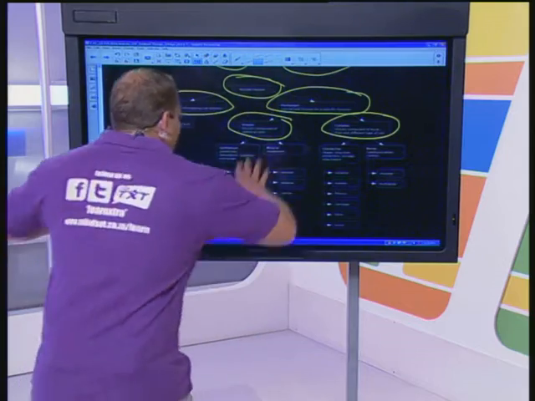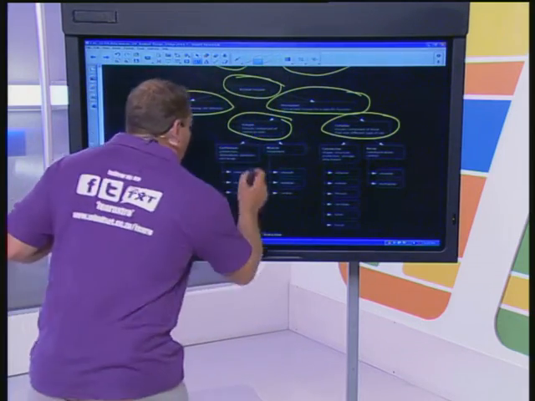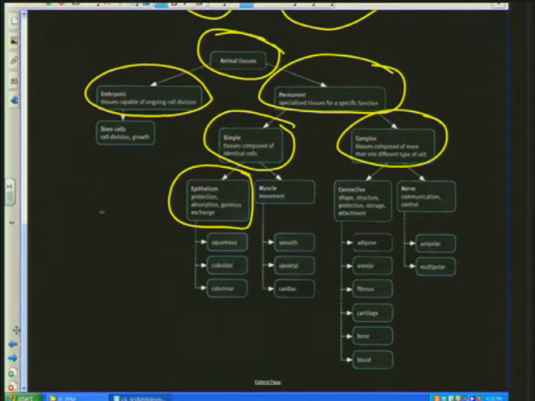Now, let's look at the simple ones. The simple ones that we're going to have a look at, for example, are your epithelial tissues, the ones that cover the outside of everything. And then we've got your muscular tissues. Those are the two simple ones.